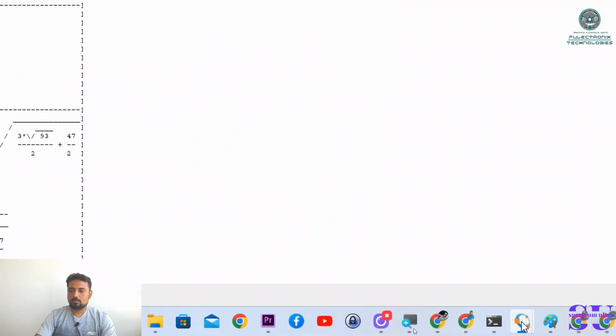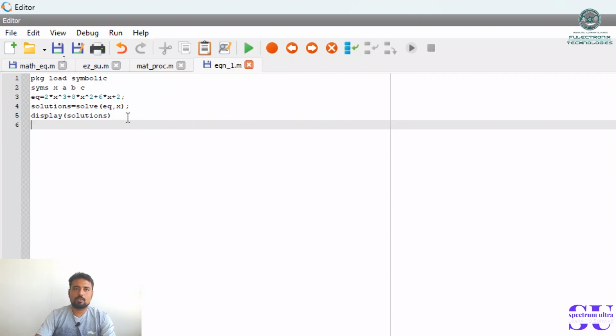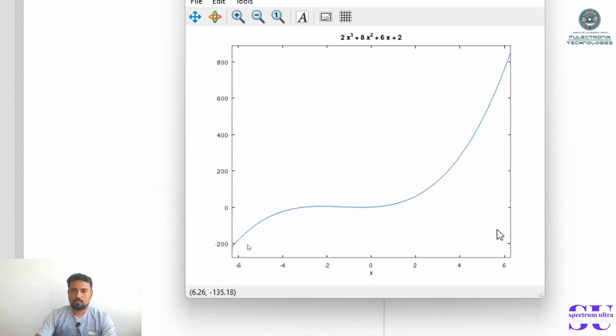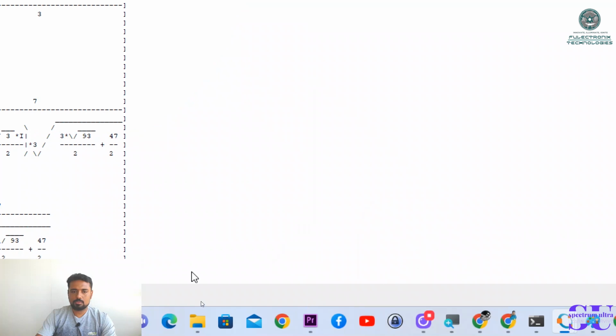So likewise, we'll solve this one. Now one more important thing. From previous classes, I think it is very clear to you. If I want to plot this graph also, how will the graph look? So what we'll do is type ezplot of the equation, and that should be plotted in figure number 1. So that is the logic. And then we'll try to run this. So this will be the graph and this will be the solution.